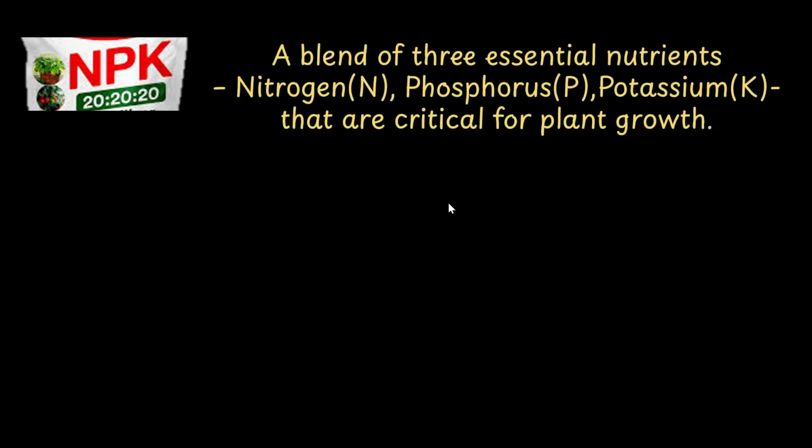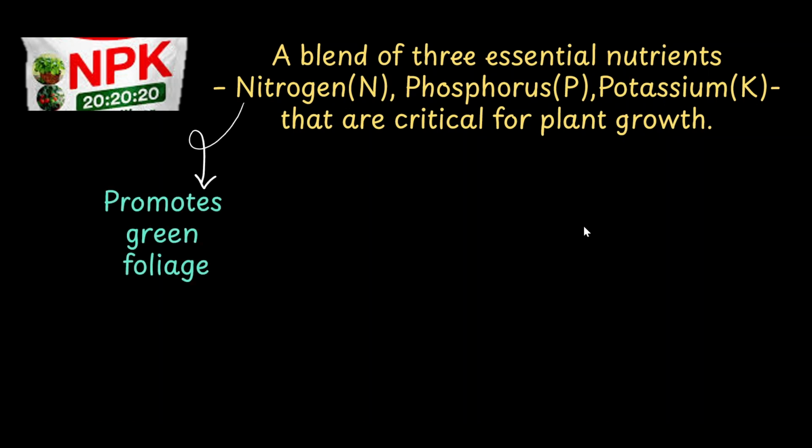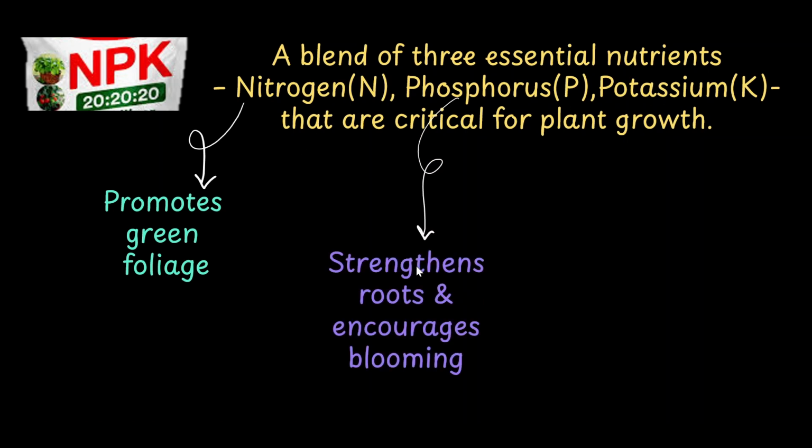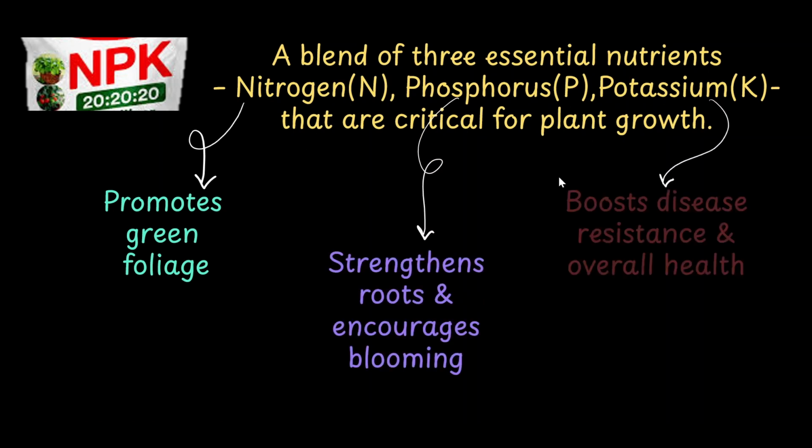It's a blend of three essential nutrients: nitrogen, phosphorus, and potassium that are critical for plant growth. Nitrogen promotes the green color in the leaves. Phosphorus strengthens root and it encourages blooming of the plant. Potassium boosts the disease resistance and the overall health in the plant.